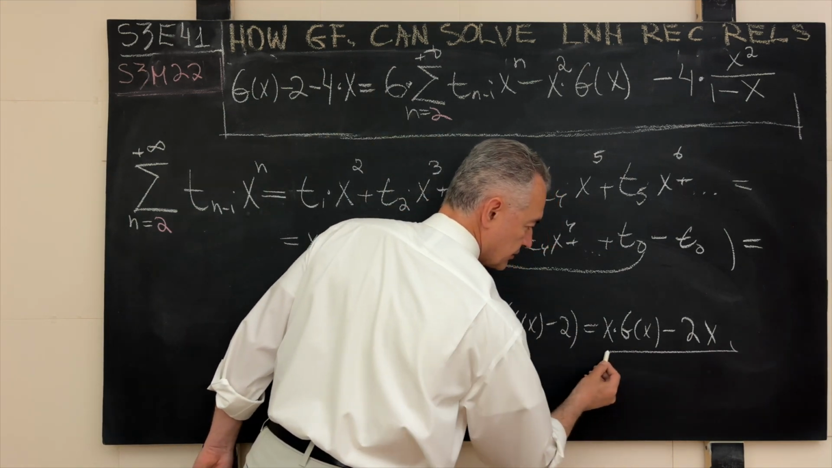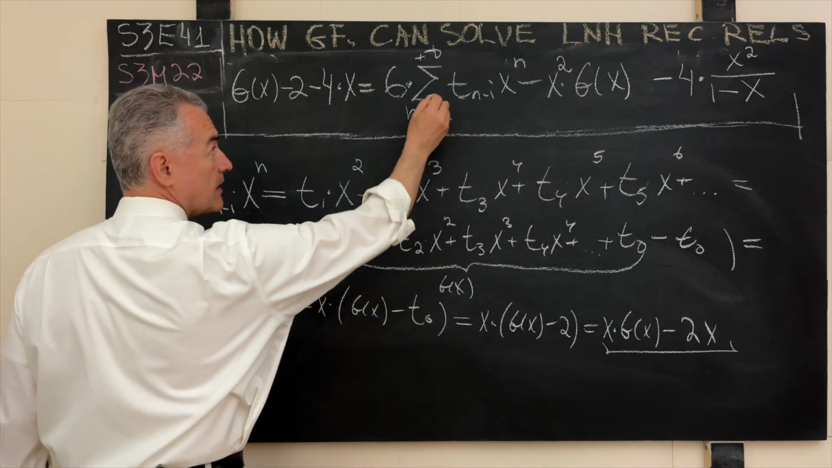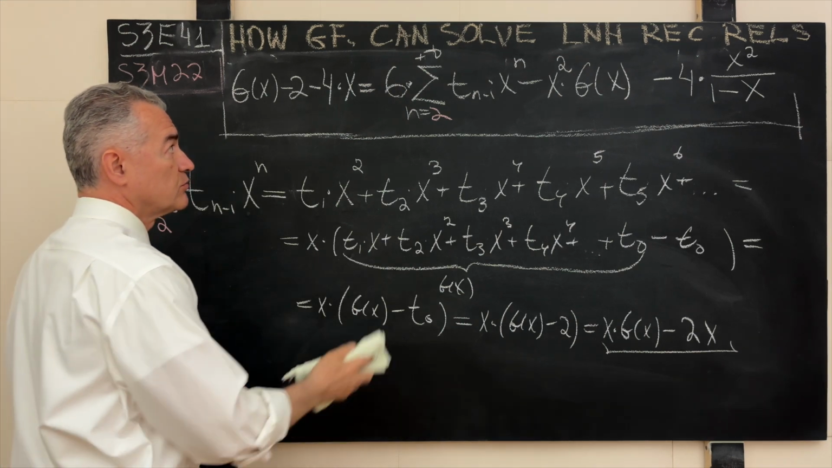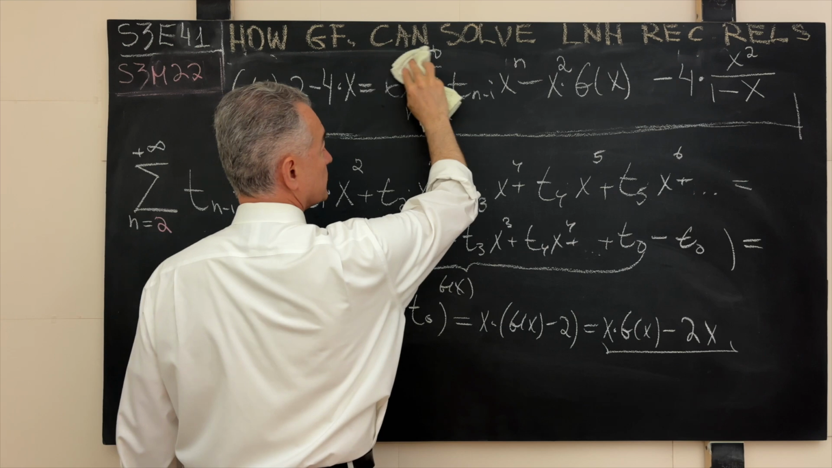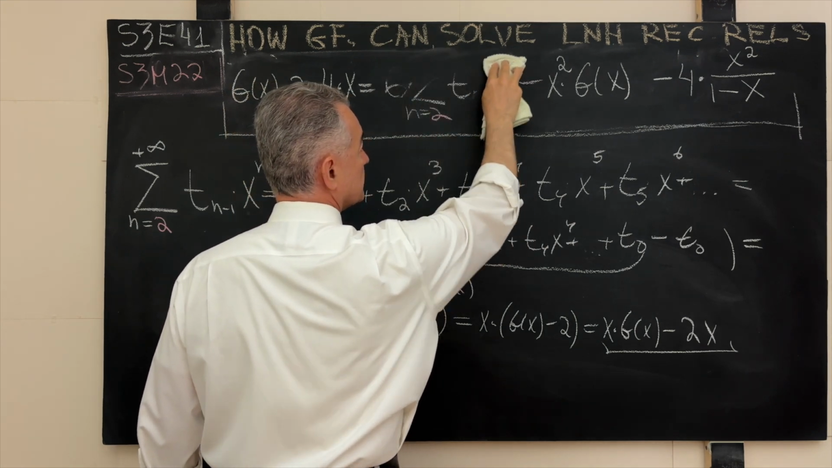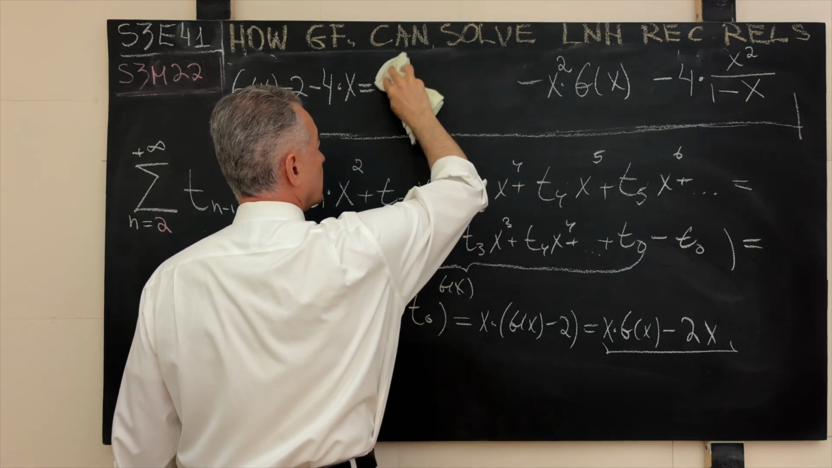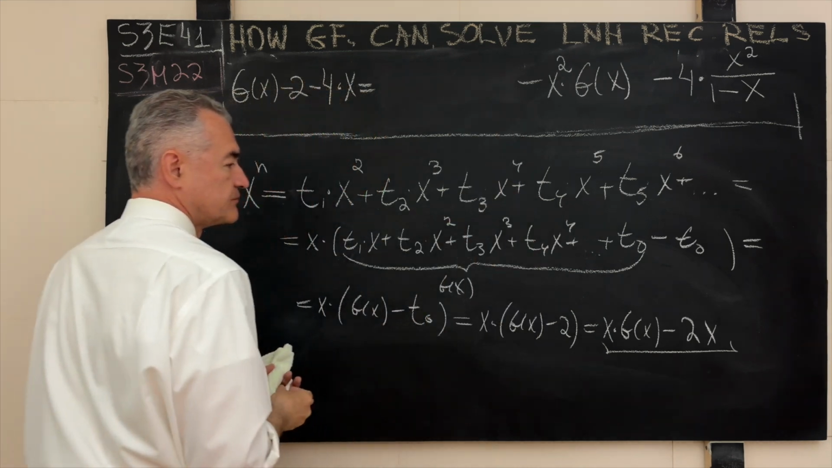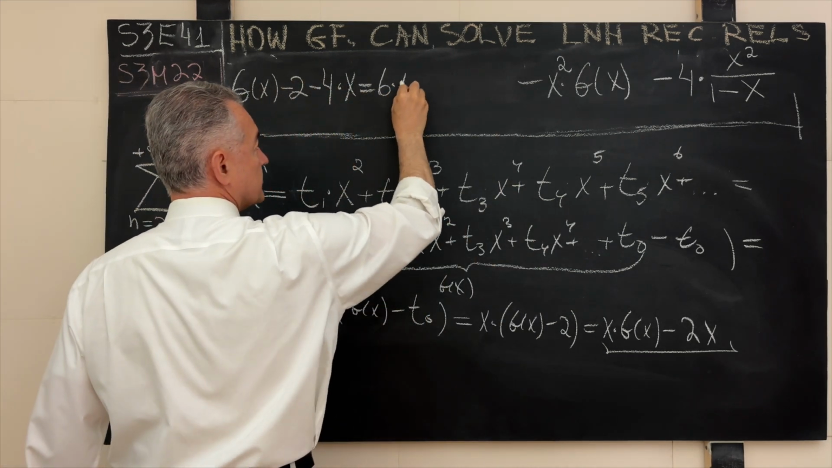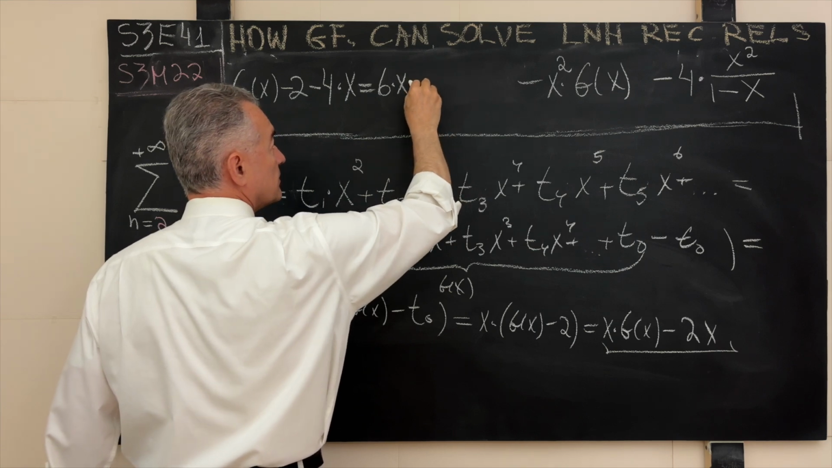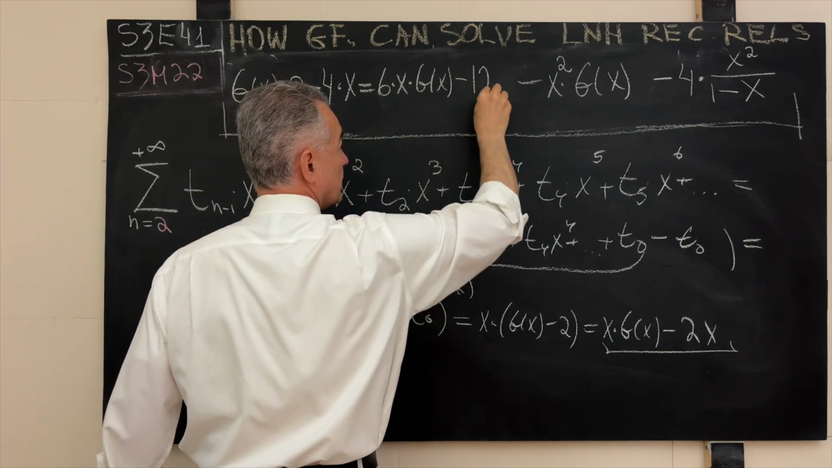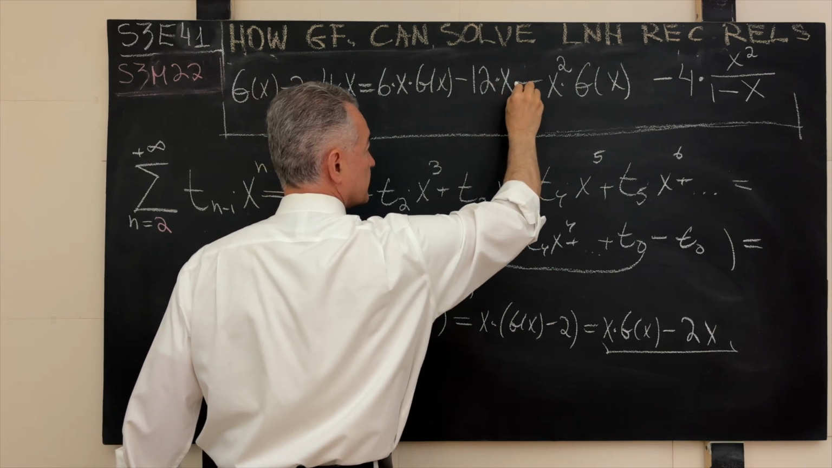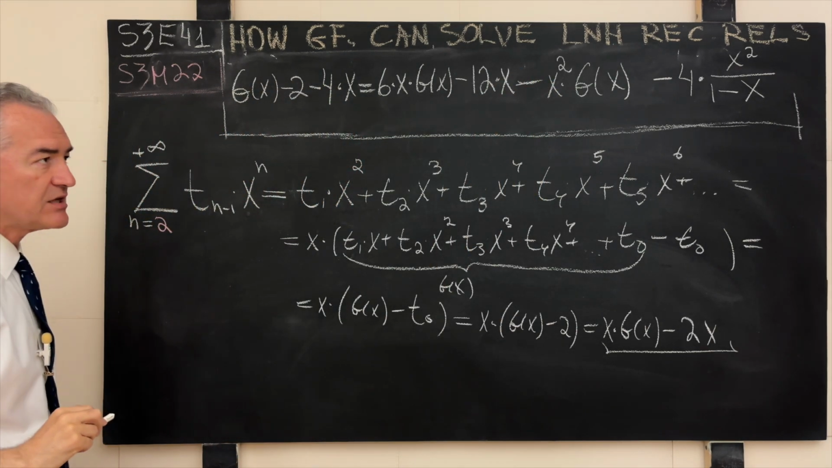So this is this. So let's write it down, but now we have the coefficient, we have the factor of 6 in front of the sum. So here, let's do this. Here we have 6 times x times g of x minus 12 copies of x minus the rest of the material.